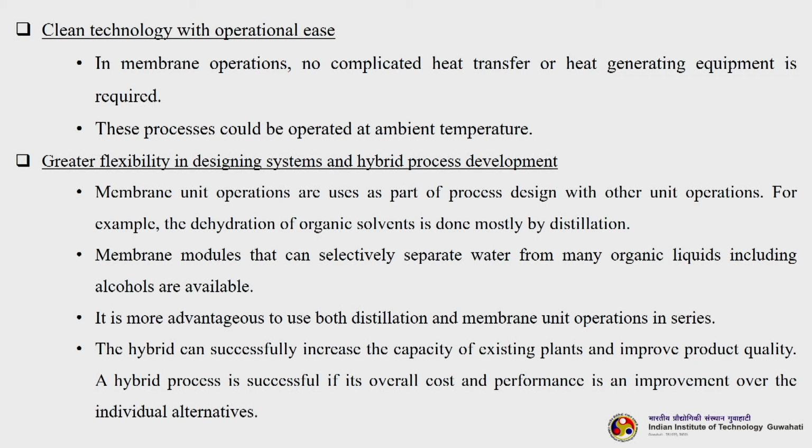For example, dehydration of organic solvents is done mostly by distillation. Membrane modules that can selectively separate water from many organic liquids including alcohols are available. It is more advantageous to use both distillation and membrane unit operations in series. If you do a combination of distillation and membrane, a hybrid system, then we can save appreciable energy and even space also. The hybrid system can successfully increase the capacity of existing plants and improve the product quality. A hybrid process is successful if its overall cost and performance is an improvement over the individual alternatives. Otherwise, why should we go for a hybrid system?